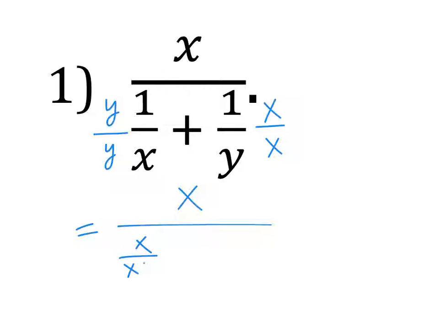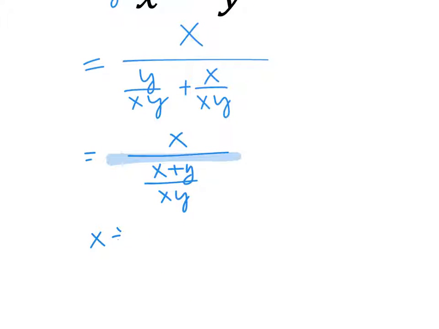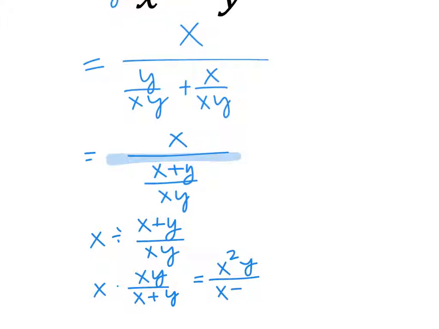Okay, so this is x over xy plus x over, the first one is y. Y over xy plus x over xy. This now becomes x over x plus y over xy. At this point, please make sure this line is very dramatically longer, much longer than the other one, so you don't get confused. Okay, and then x divided by x plus y over xy. So x times xy over x plus y, which is x squared y over x plus y. Okay, that's method 1.